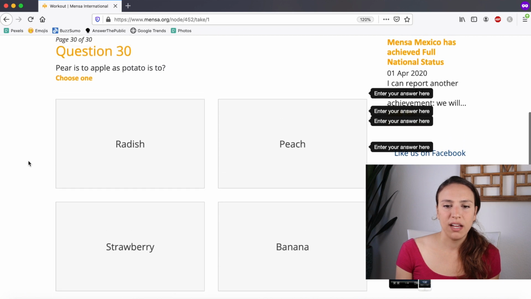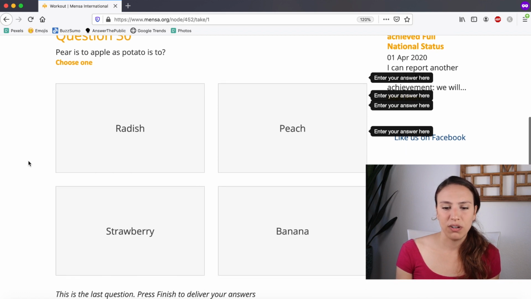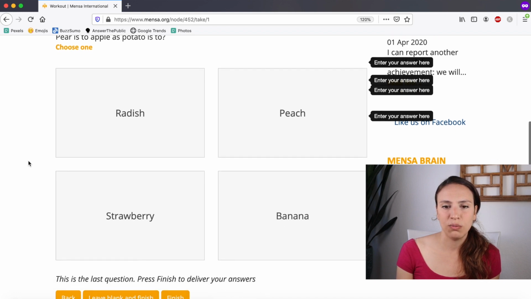Last problem. Pear is to apple as potato is to, so pear and apple are both fruits. So I'm probably looking for another vegetable. So we're going to go with radish, and we're done. So that's it for today.